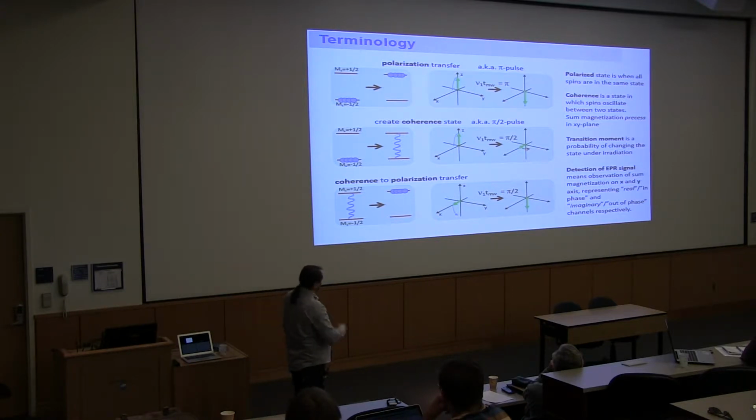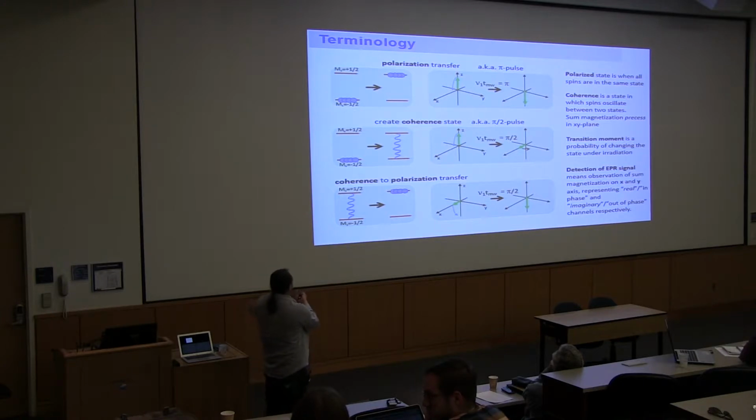First of all, we call a polarized state a state of the system where all the spins are in the same spin state. So we have m sub s equals -1/2 and +1/2. I'm sorry, this resolution is a little weird. But anyway, so this is one polarized state, and we can transfer to another. So another polarized state. The way we do this, we flip things 180 degrees. So to transfer polarization, we have to apply a pi pulse.